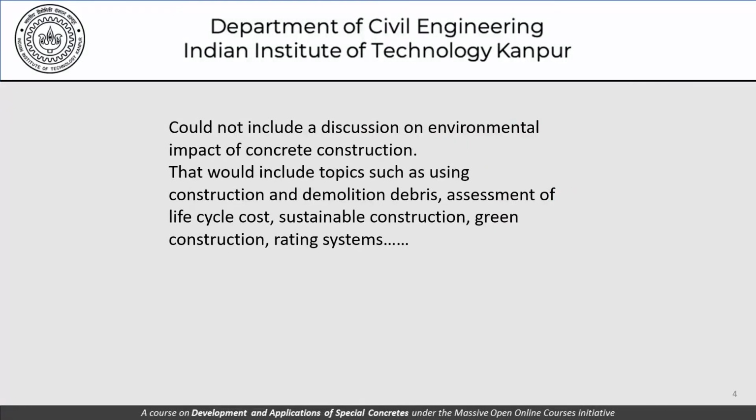One thing which I could not touch upon, and I would have loved to do it perhaps, but there was not time, was a discussion on environmental impact of concrete construction. That would have included topics such as using construction and demolition debris, assessment of the life cycle cost, sustainable construction, green construction, rating systems for buildings, rating systems of construction, rating systems for concretes, and so on. That's something which got missed out in this discussion that we had over the last 8 weeks.